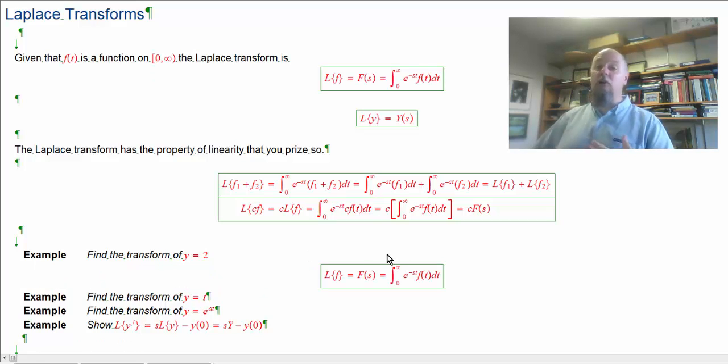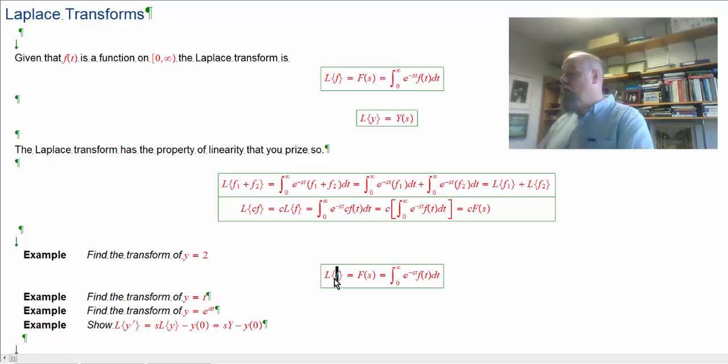All right, let's start on something easy then, just a constant. I want to transform 2. Really all I'm doing is taking the definition, and the definition is the transform of f, integrate from 0 to infinity e to the minus st times the function dt. And since the function I'm transforming is 2, I just have to do this integration.